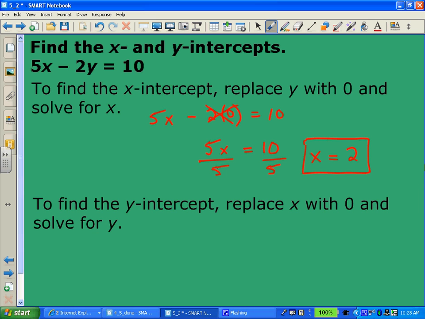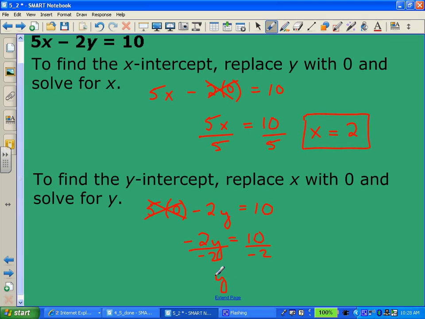And then to get the y-intercept, I'm going to do just the opposite. I'm going to replace x with 0 and solve for y. So I have 5 times 0 minus 2y equals 10. Well, again, 5 times 0 is just 0. So I have -2y equals 10. So then I divide by -2 on both sides, and I figure out that y is -5. So now I've found the x and y-intercepts using the equation.